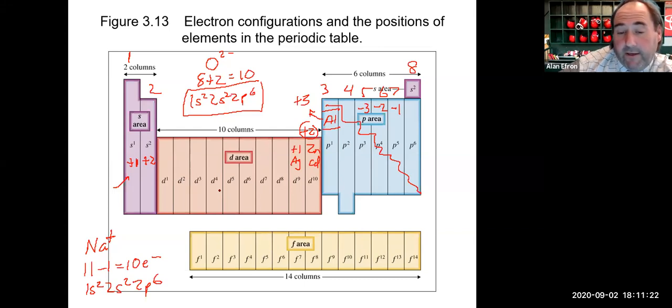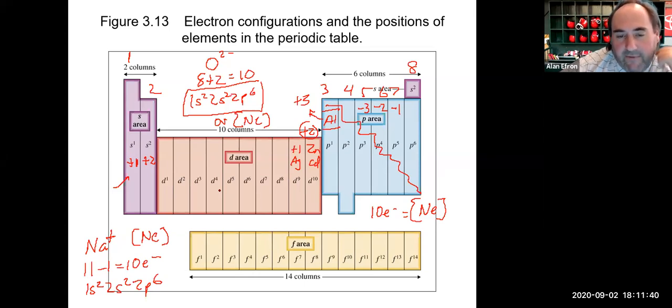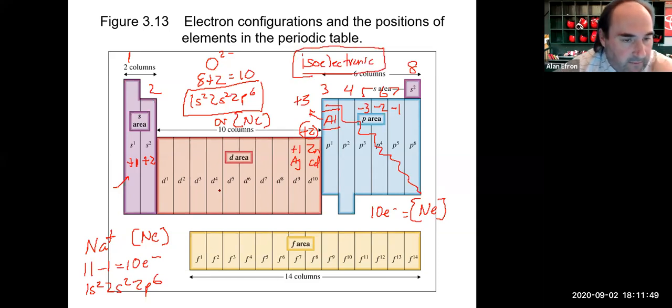And the guy on the periodic table that has 10 electrons is neon, right? So oxygen with a -2 charge has the same configuration as neon. Sodium with a +1 charge also has the same configuration as neon. Things that have the same electron configuration are what are referred to as being isoelectronic with each other. Isoelectronic means they have the same electron configuration.